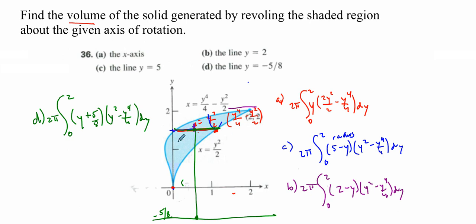And when you have a vertical axis that you're rotating around, you just put everything in terms of x in that case. All right, well, I hope this helps you out.